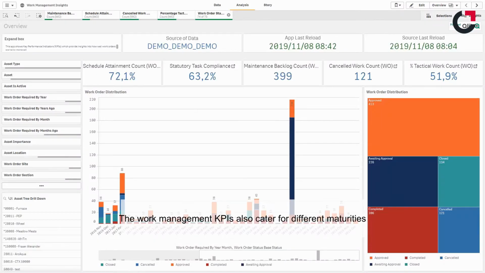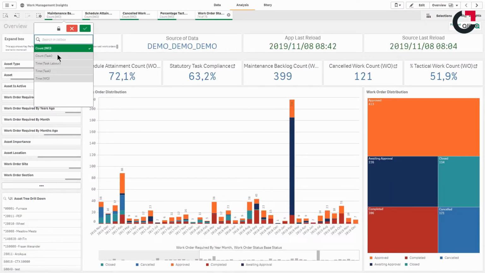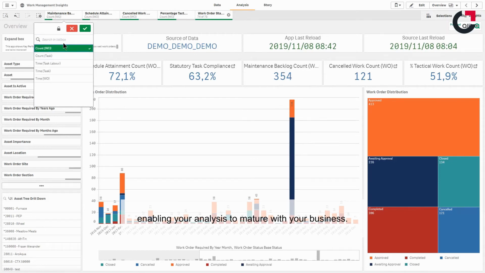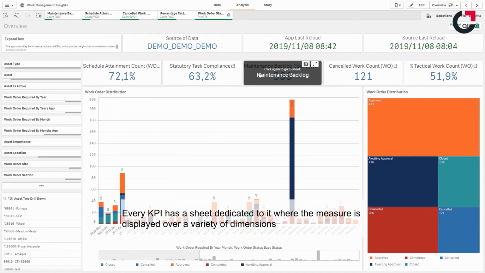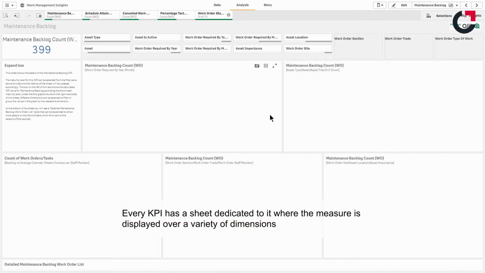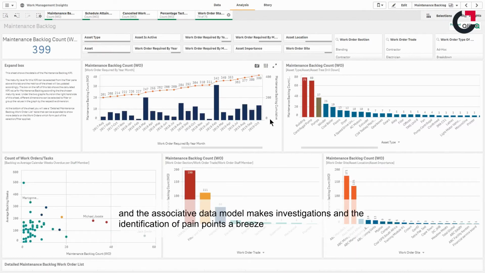The work management KPIs also cater for different maturities, enabling your analysis to mature with your business. Every KPI has a sheet dedicated to it, where the measure is displayed over a variety of dimensions, and the associative data model makes investigations and the identification of pain points a breeze.